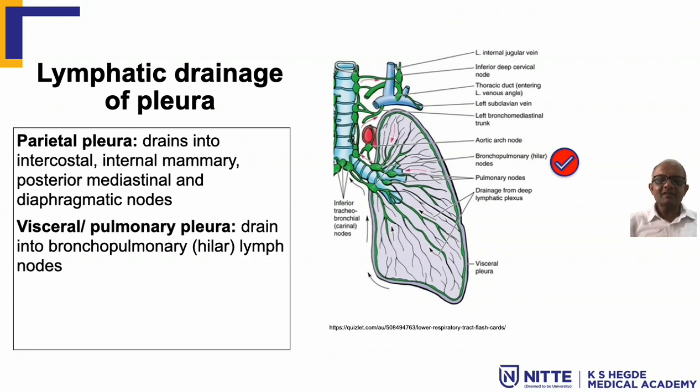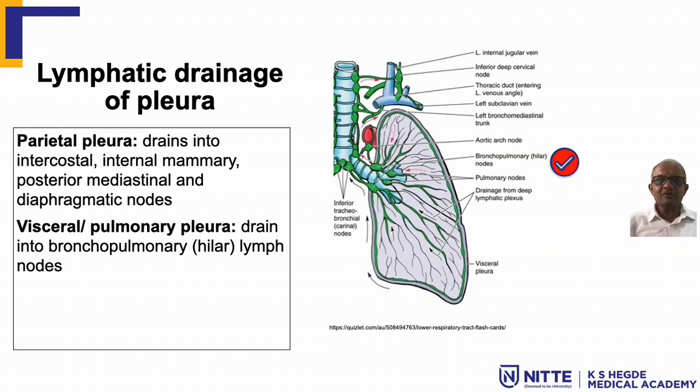Let's discuss the lymphatic drainage of the pleura. From the knowledge of anatomy of the pleura, you are aware that pleura has two layers. The outer layer is called parietal pleura and the inner one is the visceral pleura.